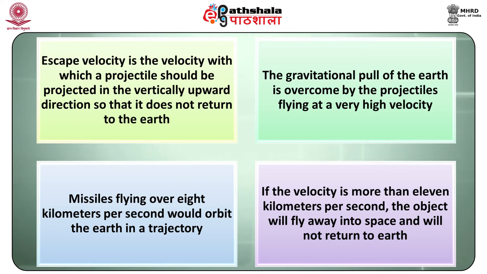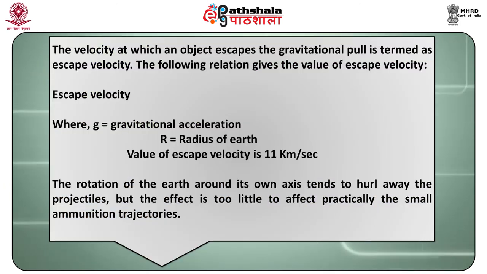The gravitational pull of the earth is overcome by the projectiles flying at a very high velocity. Missiles flying over 8 km per second would orbit the earth in a trajectory. If the velocity is more than 11 km per second, the object will fly away into space and will not return to Earth. The velocity at which an object escapes the gravitational pull is termed as escape velocity. The following relation gives the value of escape velocity. Escape velocity is equal to under root 2gr, where g is equal to gravitational acceleration and r denotes radius of Earth. Value of escape velocity is 11 km per second.